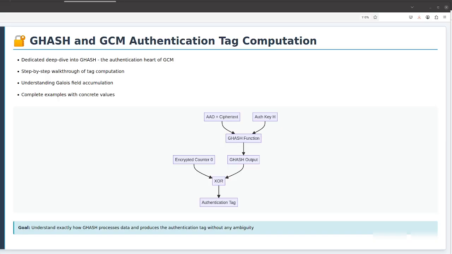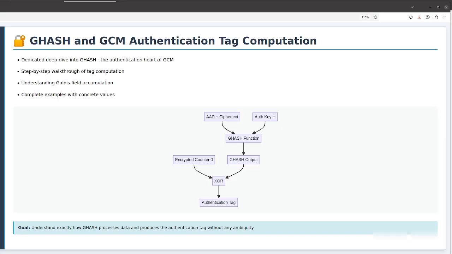Introduction to GHASH. Today we are diving deep into GHASH, which is the authentication function at the heart of GCM mode. Many people understand the encryption part of GCM, which is just CTR mode, but the authentication part using GHASH can be confusing. This presentation is dedicated entirely to understanding exactly how GHASH computes the authentication tag step by step.